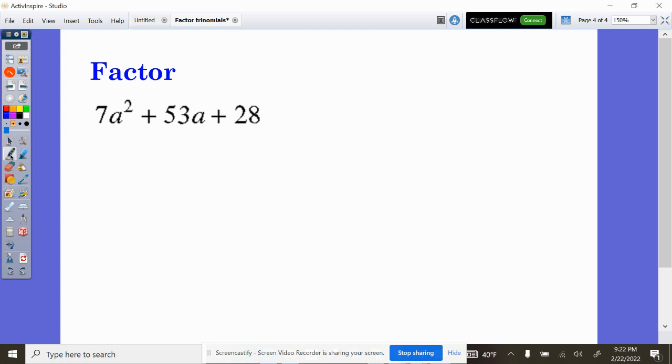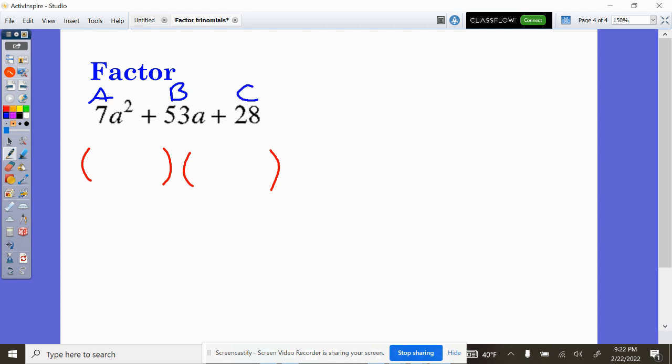In this example, we are going to factor this trinomial. And remember, in order to factor this trinomial, we need to set up our format. Our format consists of two parentheses that would include a binomial at the end of our example. And before we start, we've got to remember that the first number is the A, the second will be my B, and the third will be my C.